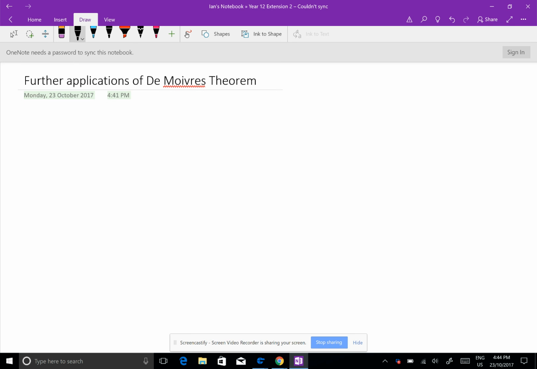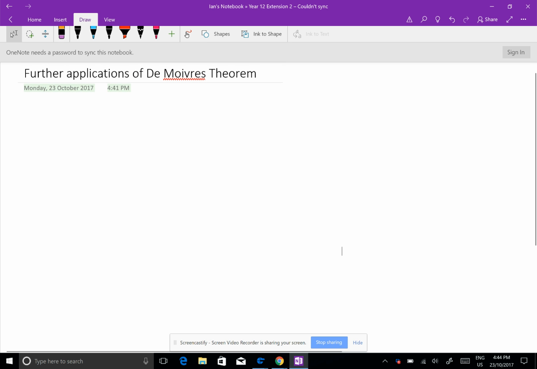Okay, Year 12, here is the work we did today on further applications of de Moivre's theorem. What I'm going to do is start with the work we did today and see if you can use this to do your homework. So let's start with what we've got to do. We've got to write cos 3 theta in terms of a single theta.